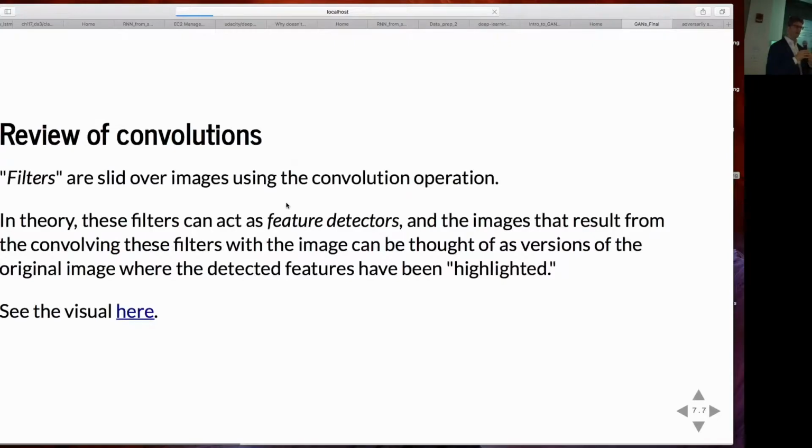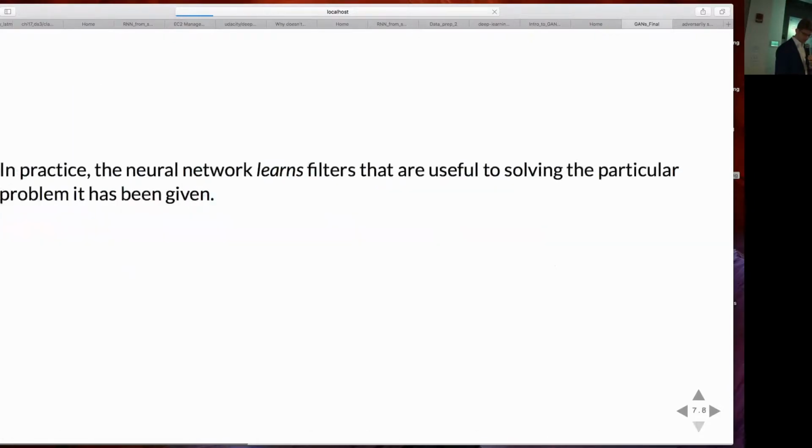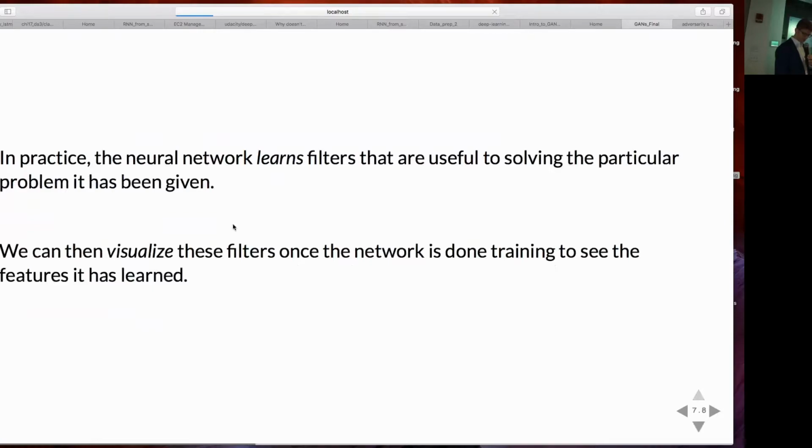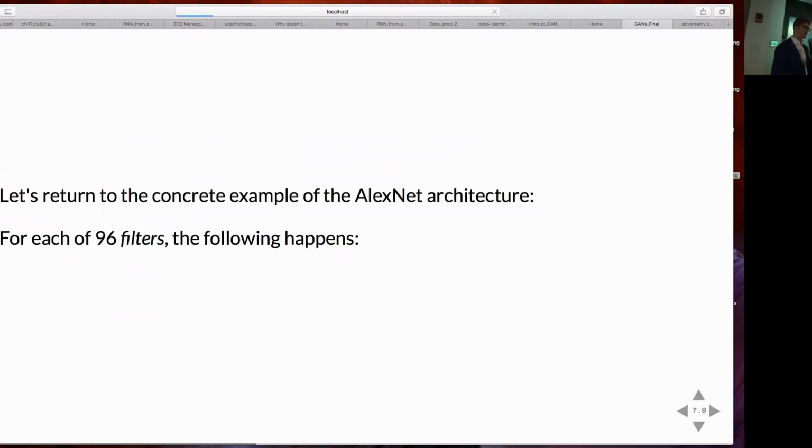So what's going on with convolutional neural nets? At a really high level, you have these filters, which are slid over the image via the convolution operation. And these filters end up being feature detectors. They end up detecting whether there's an edge here, or later on in the network, whether there's an eye here, and so on and so forth. After the network has been trained, you can visualize these filters. So in the AlexNet architecture, concretely, what actually happens?